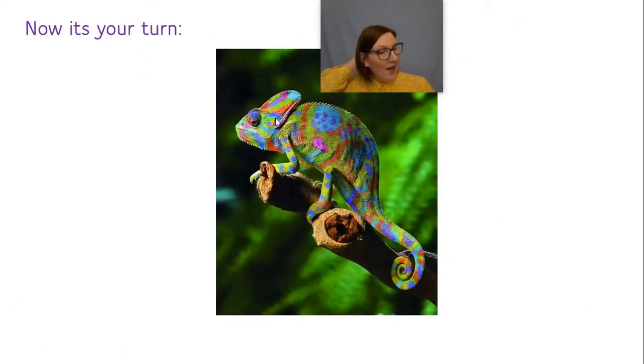Now here I've got a chameleon. Now what I'd like you to do is have a go at writing some words that would describe this chameleon. Okay, so what colours could you use? What words could you use? What about its tail, its eyes, its back even? How would you describe this? I'd like you to pause the video here. Have a go at that now. Okay, welcome back. I bet you really enjoyed that, didn't you?